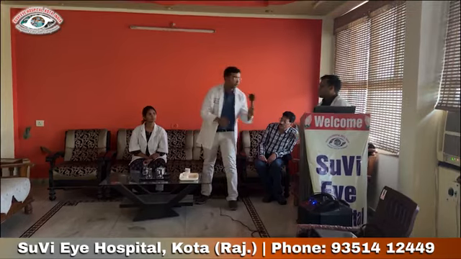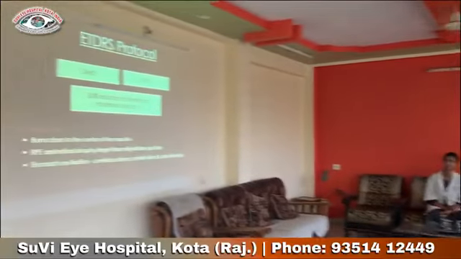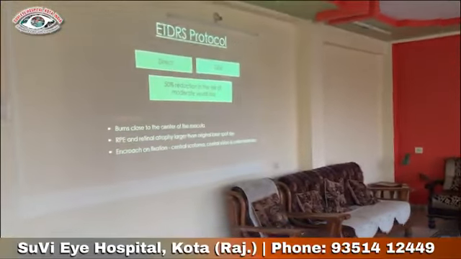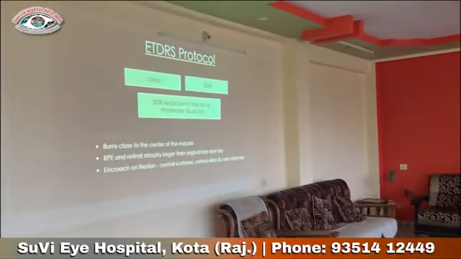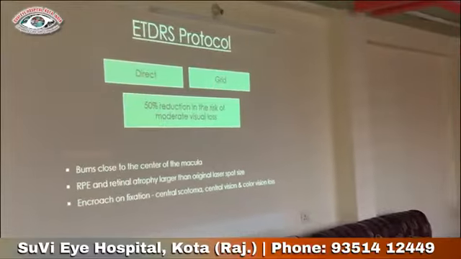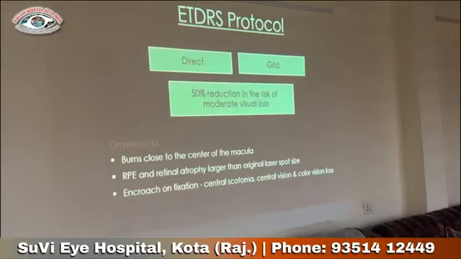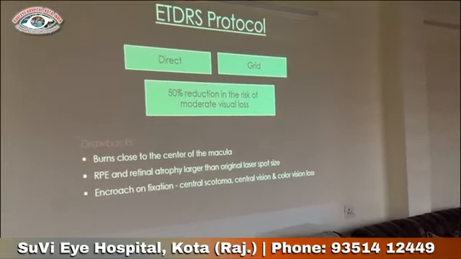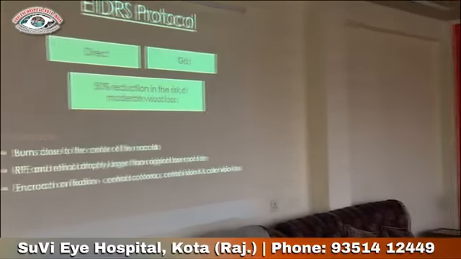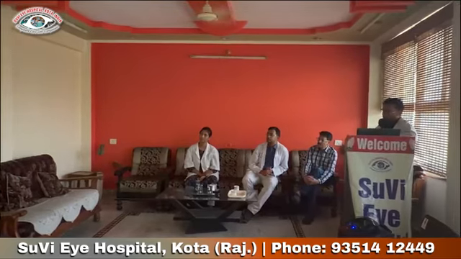Yes, right. Focal laser gives a 50% reduction in the risk of moderate visual loss. What are the drawbacks of it? If the laser is very close to the center of the macula, there will be scotoma, RPE and retinal atrophy, sometimes larger than the spot size, and encroachment on fixation, so the central vision is affected, and color vision is also affected sometimes.